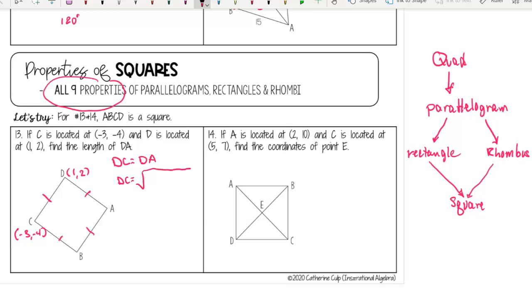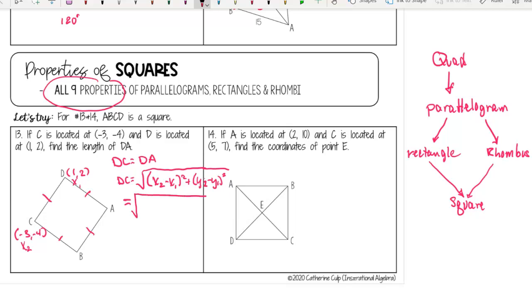So DA, or DC, here's the distance formula: the square root of the difference of the x's squared plus the difference of the y's squared. Oops, I need to put a 2 there. There we go, y2 minus y1. And then you take the square root of it. So DC equals, now here's my x2, and here's my x1.